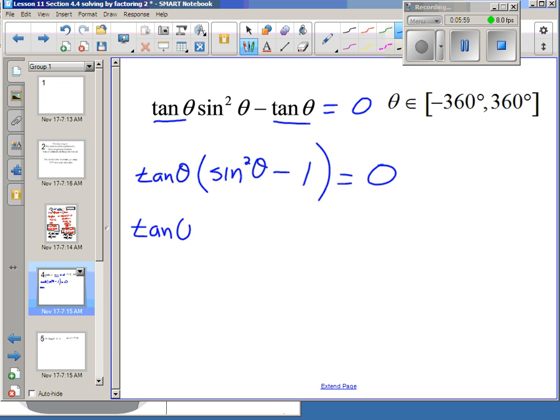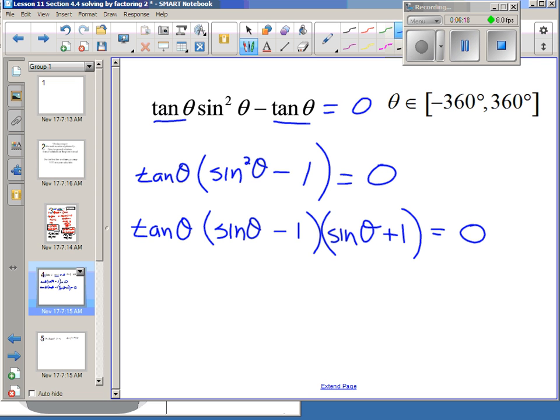This one is one of those problems where we need to do a little more factoring, because now I have sine squared theta minus 1 is 0. And I can factor that. I have a sine theta up front and a sine theta in the back. That gives me my sine squared. What multiplies to make negative 1? A negative 1 and a positive 1, right?